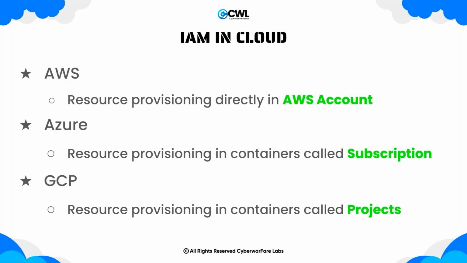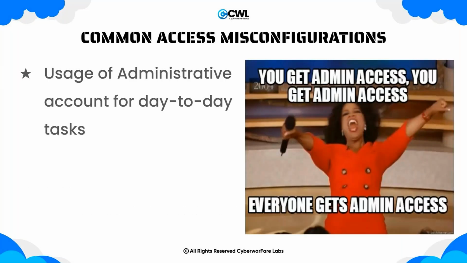Now, let's see some of the most common access misconfigurations that happen. The first thing is using the administrative account for day-to-day tasks. And it is true for all three of these pretty much. So in AWS, if you are provisioning an account, you create a root account, and you can pretty much do anything with the account. Although not pretty much, there are still some restrictions.